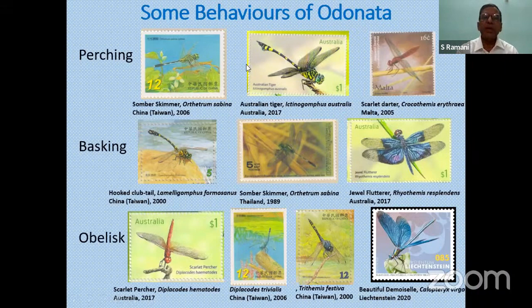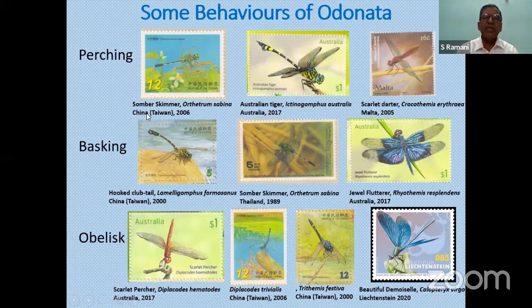Whenever a female enters this particular territory, they would mate with that female, and they would not allow other males to come into this territory. So they guard this territory. And this is known as a perching behavior. So they perch in high places, or in weeds or something like that, which are tall, and they guard their territory. So that is being represented on these stamps so nicely.